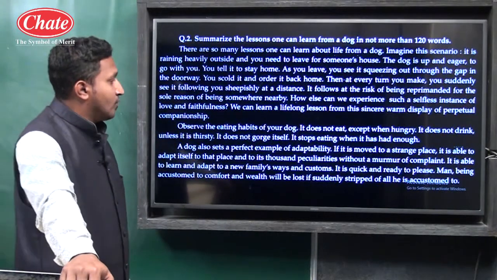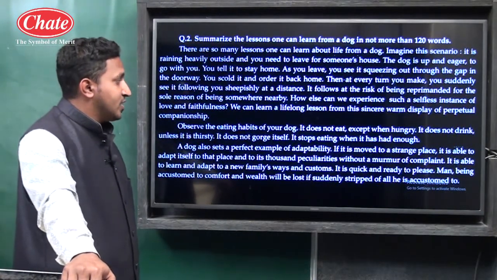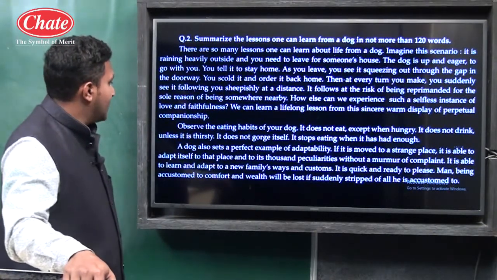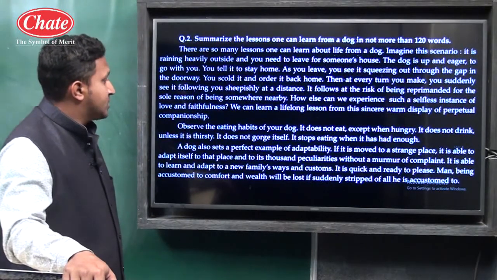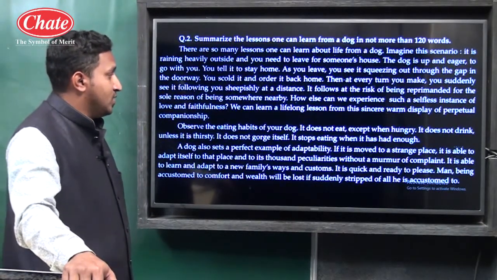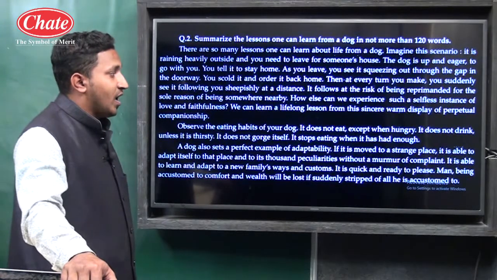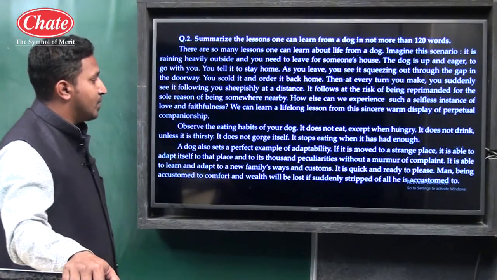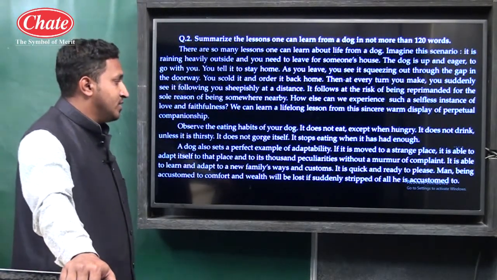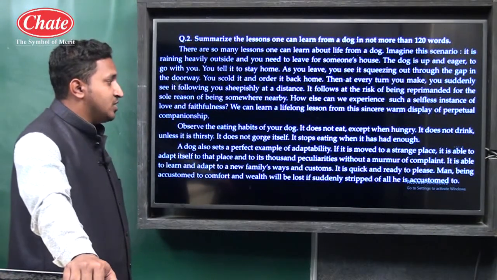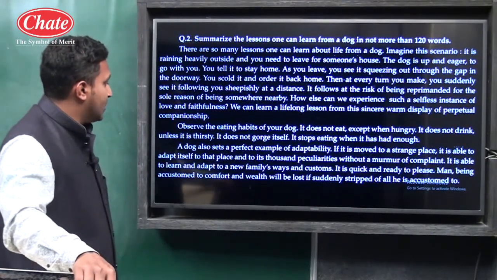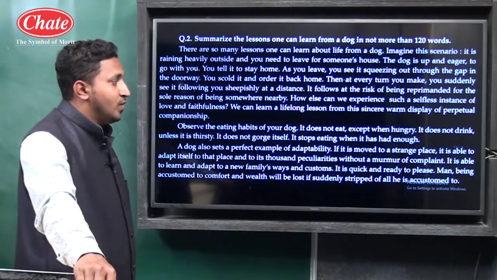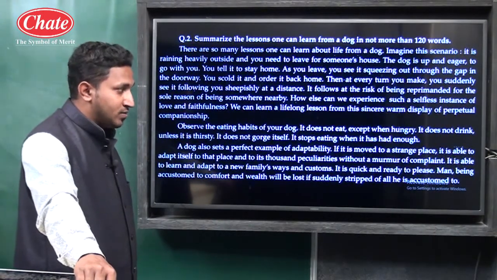Observe the eating habit of your dog. It does not eat except when hungry. It does not drink unless it is thirsty. It does not gorge itself. It stops eating when it has had enough. A dog also sets a perfect example of adaptability. If it is moved to a strange place, it is able to adapt itself to that place and its peculiarities without a murmur of complaint.